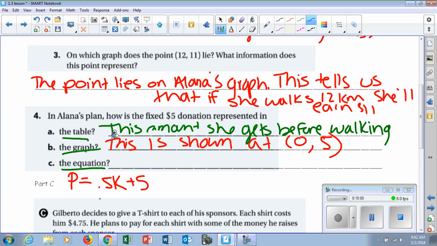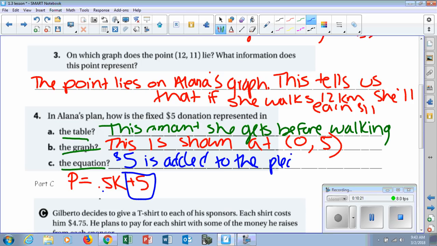So now, is there a fixed $5 that we can clearly see in this equation, Alana? Yeah? Where is it? This added 5. This is the 50 cents. So the $5 is added to the pledge of the 0.5K. It's added to that 0.5K. So that's like our B in our equation.